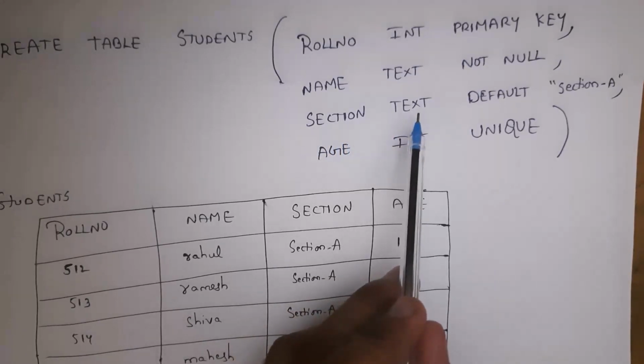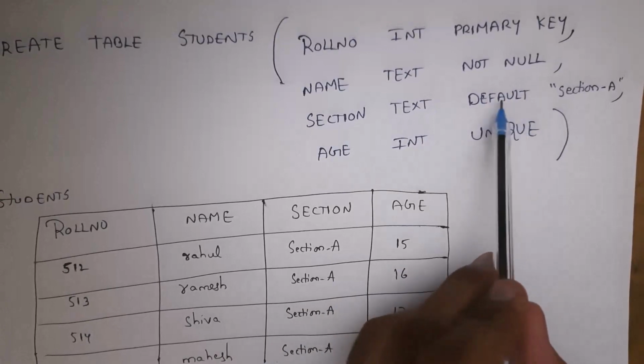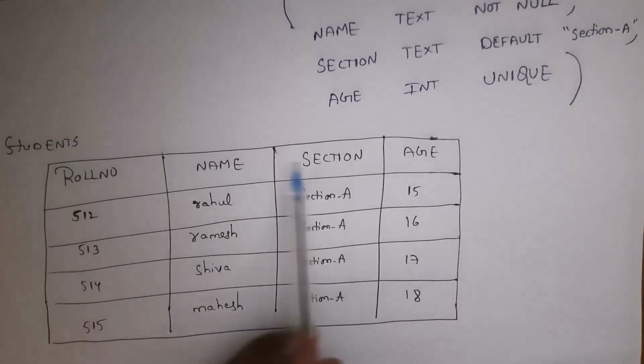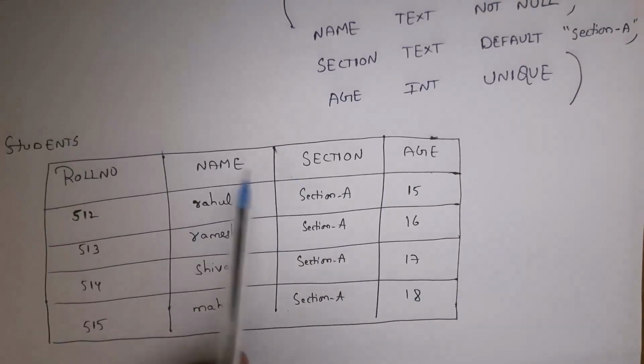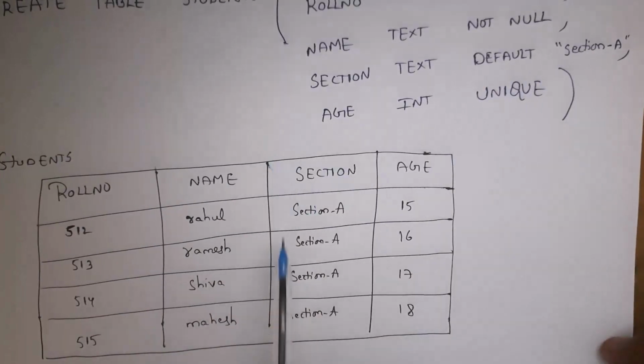So I am taking data type as text. Section text. And I am giving here a default value, that is section A. Whenever you write DEFAULT 'section A' here, if you don't give any value inside the section column, by default it will take the value section A. All the students belong to section A. So I took default section A here. So by default it will take section A.